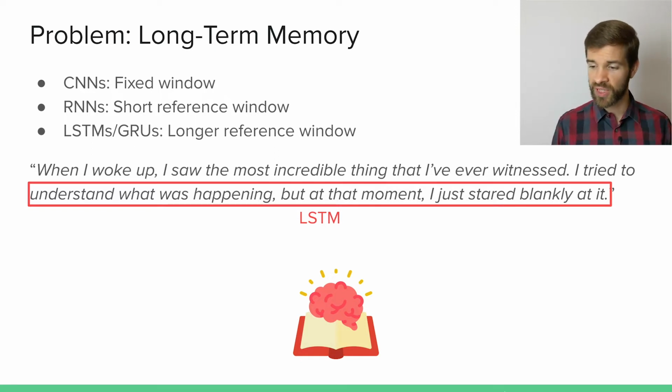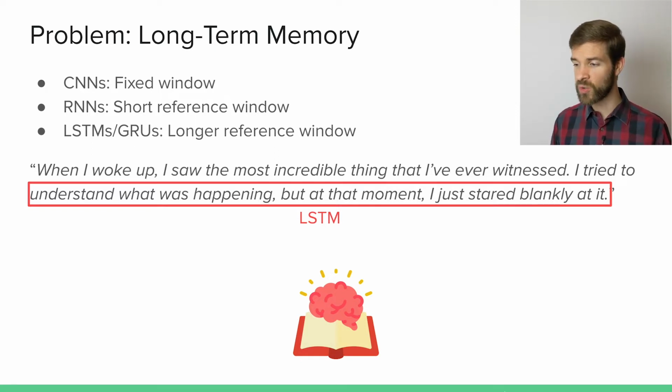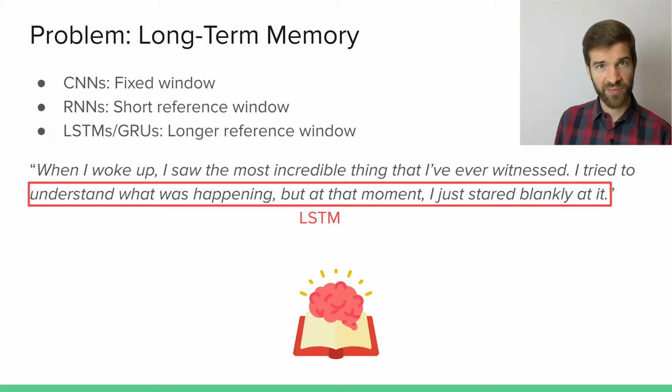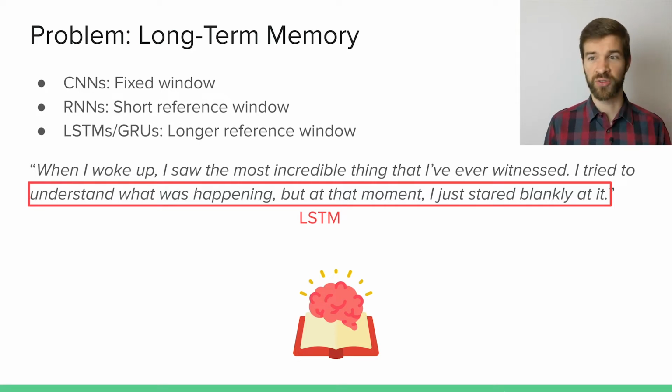For example, here, when we were reading the sentence, "When I woke up, I saw the most incredible thing that I've ever witnessed. I tried to understand what was happening, but at the moment, I just stared blankly at it." Thinking about this word "it" at the very end, what does it refer to? Even with the long reference frame that LSTMs give us, it can refer to something that we saw much earlier, in this case, the most incredible thing. And if we're outside of that reference window that we are able to access information on, we have a hard time understanding the context of what it refers to.